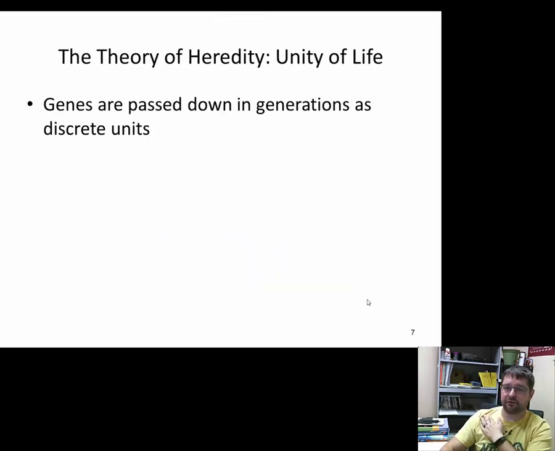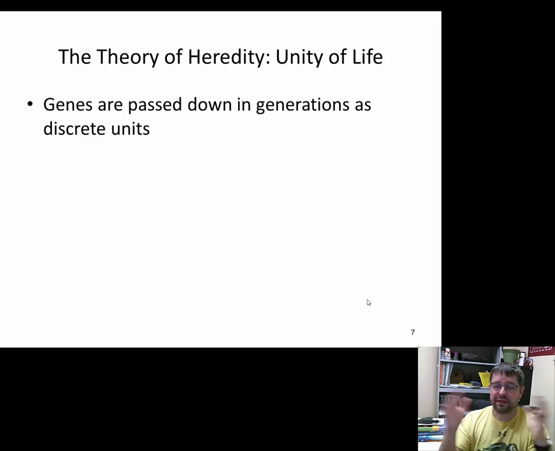Okay, the theory of heredity. This really was Mendel's work, and it describes how genes are passed from one generation to the next. I have to talk about this, and we'll come back and talk a lot more about Mendel. Gregor Mendel was the individual who spearheaded the theory of heredity and is known as the father of genetics.